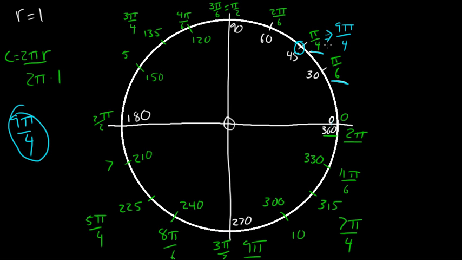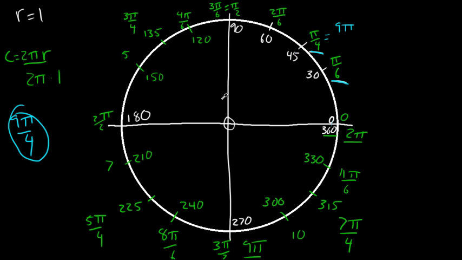They're not equal, obviously, because for 9 pi over 4, you traveled the entire circumference of this circle plus pi over 4. Alright? And that's really simple. All you have to do is go around this thing and count. Best trick you'll probably learn with the unit circle is just counting around the edge.